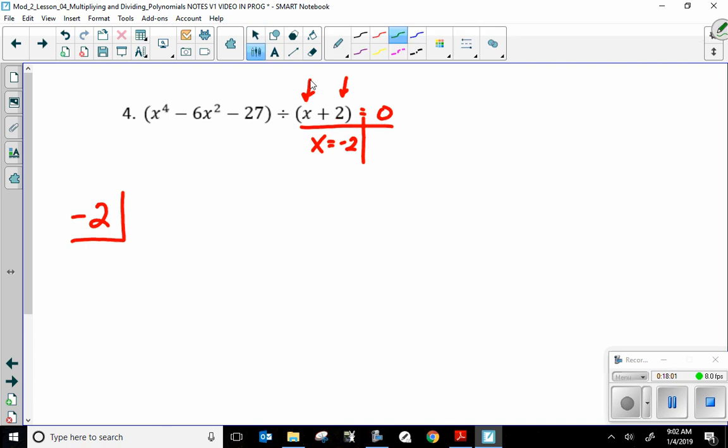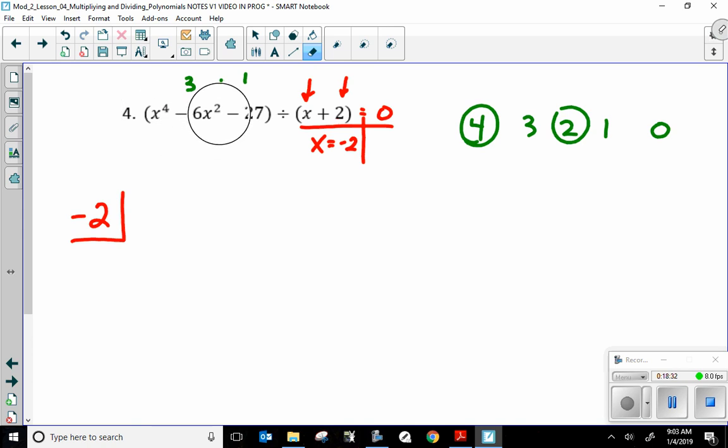Now, I'm looking at this, and I am definitely noticing that I'm missing some terms. I have x to the 4, but I don't have any x cubes. I'm missing my cubes. I have x squared. I don't have anything x to the 1st. Again, if my biggest term is 4, if my degree is 4, I need to have an exponent 3, 2, 1, and then obviously 0, which means a term that does not have any x's. I have 4 and I have 2. So for my 3 and 1, I'm going to have to use zeros for fillers.